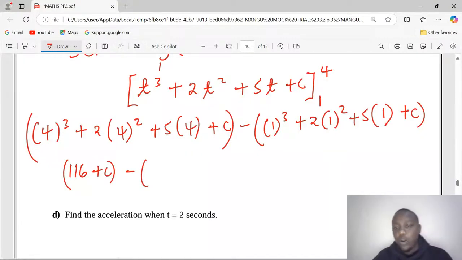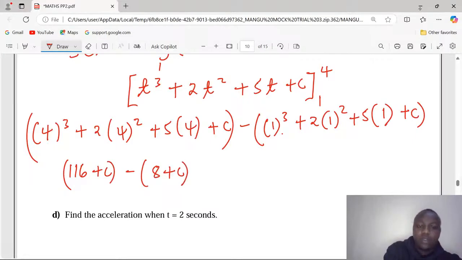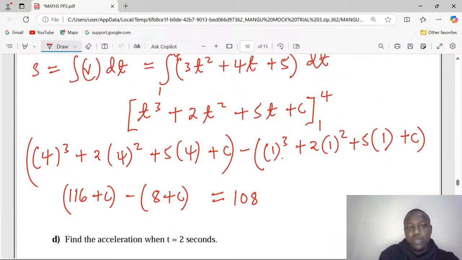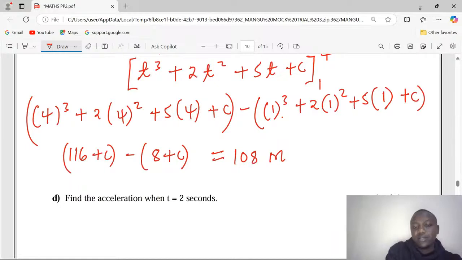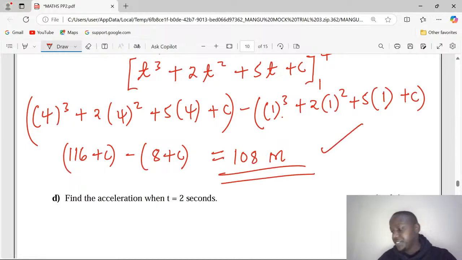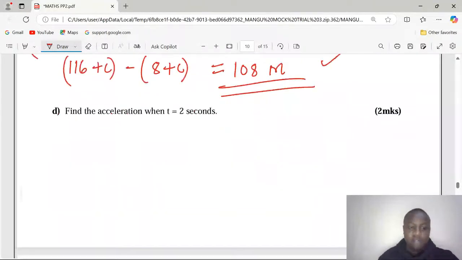Minus. On the other side, when we use 1, this will be 1 plus 2 plus 5, giving us 8 plus c. The constant, we call it arbitrary constant, it disappears. Then 116, when we subtract 8, we get 108. This one being distance, it will be in meters. Distance in meters. And finally, find the acceleration when t equals 2.